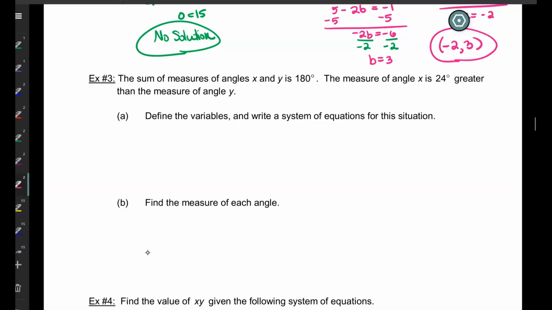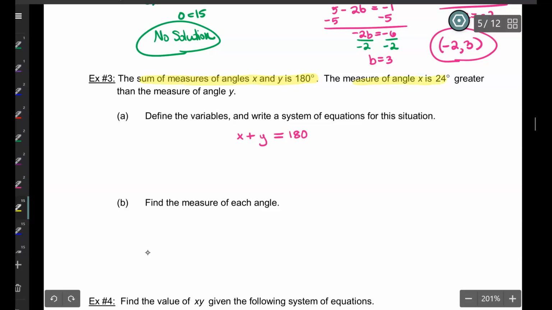So what we're going to do is take the two sentences. It says the sum of the measures of angles x and y is 180. That means x plus y, right? That's what sum means. That's our equals 180. Don't worry about the degrees for now. We'll put that in at the end. Then it says the measure of angle x is, so x is 24 degrees greater than the measure of angle y. That means we are adding 24 degrees to angle y.